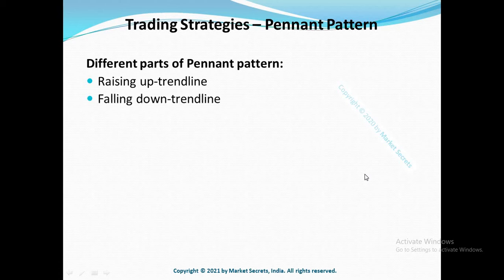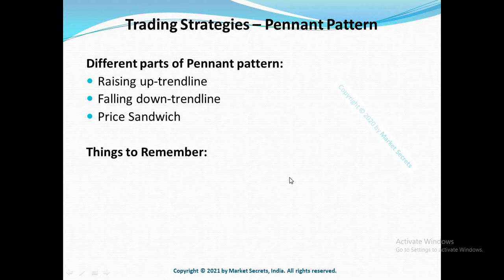Number two, a falling downtrend line. This is a downtrend line which is falling, which indicates sellers are not willing to let the price rally. And number three, the price sandwich. The price should be sandwiched or trapped between these up and down trend lines, making the price consolidate. So these are the three different parts which form the pennant pattern.